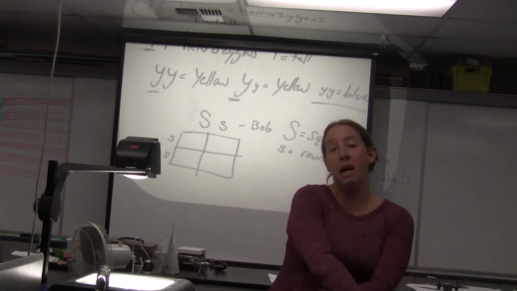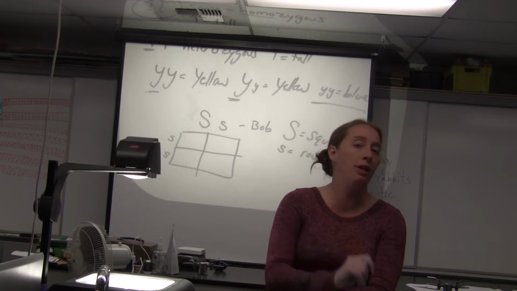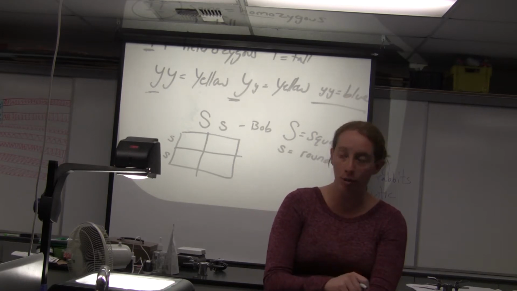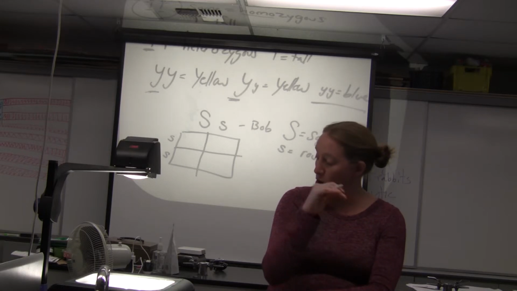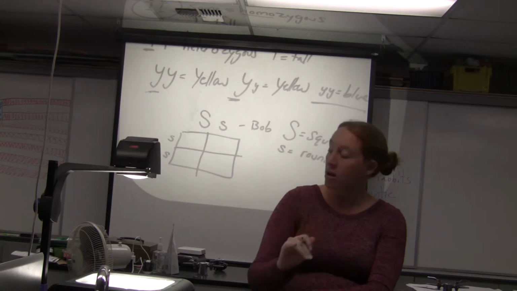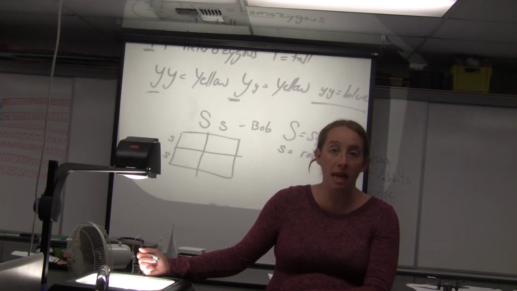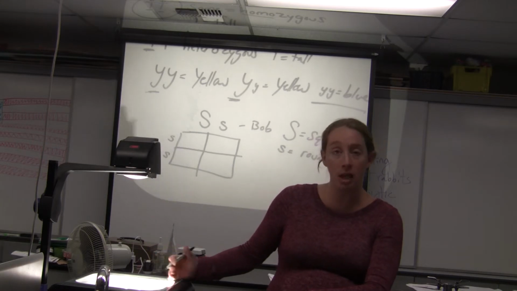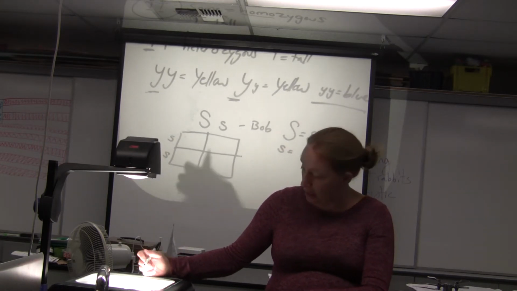Does it matter that SpongeBob is on the top of the square and Susie's on the side? Absolutely not. You do whatever works for you. If you want to keep the female on the side and the male across the top of the square, go for it. If you want to switch them, that's fine, as long as you keep the 2 alleles for the same person on the same side. So we've got Susie, we've got Bob. Let's see what their kids look like.